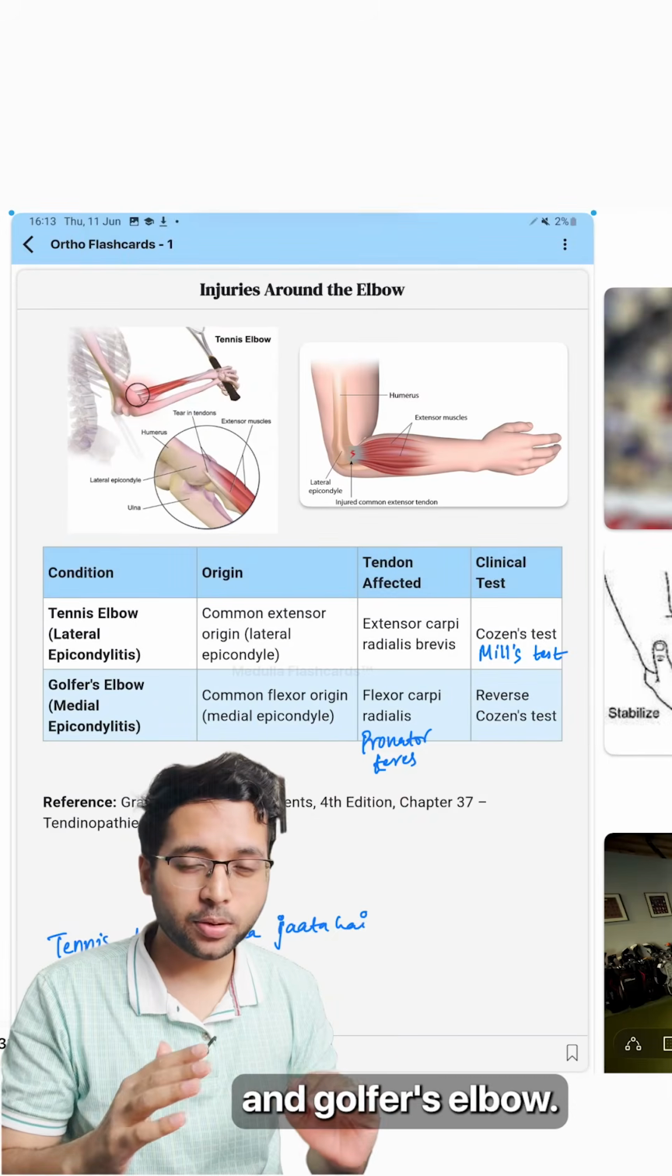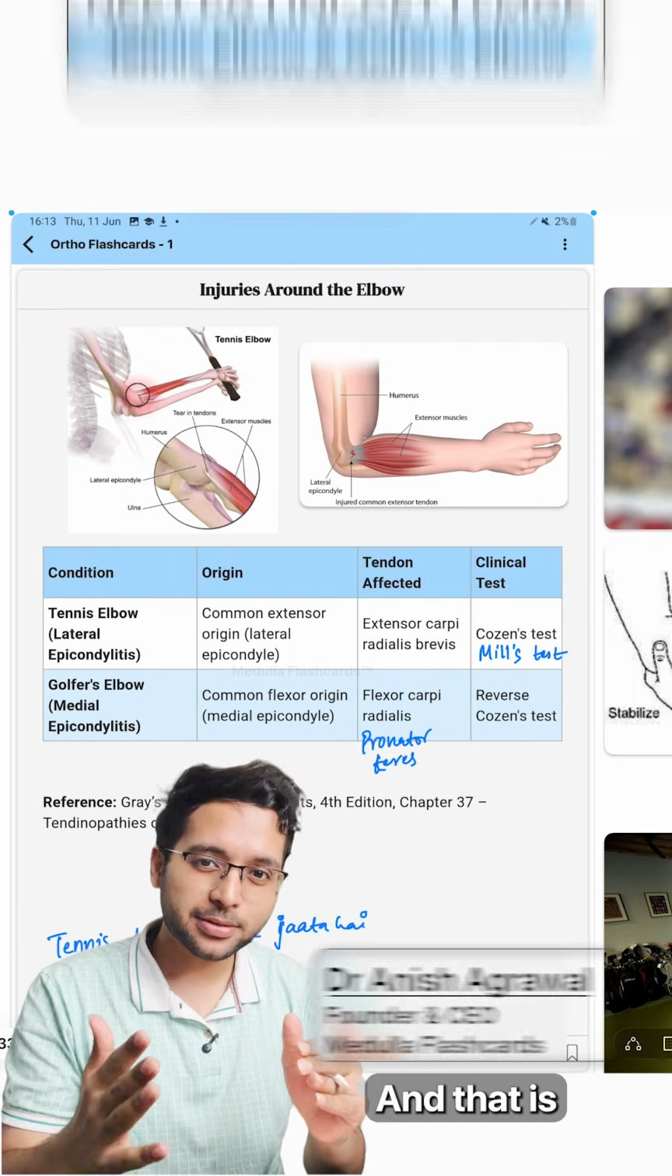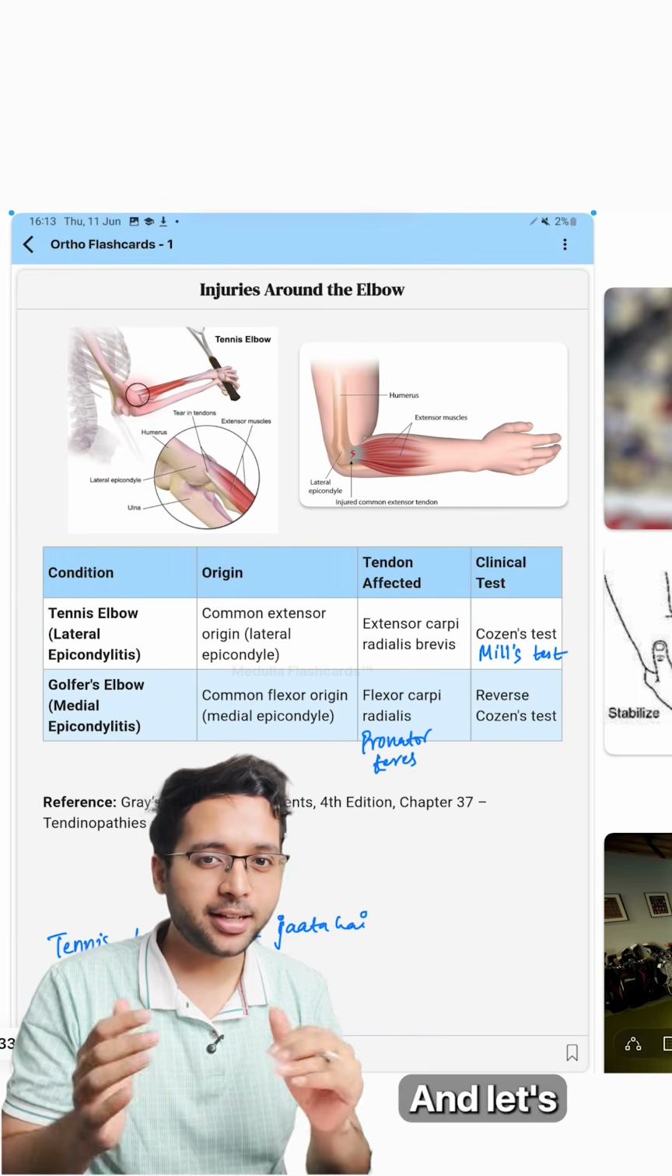Tennis elbow and golfer's elbow. Actually, both of them are not difficult. It is just that which one is lateral and which one is medial. And that is what they test in NEET PG, NICT and FMG. And let's discuss it.